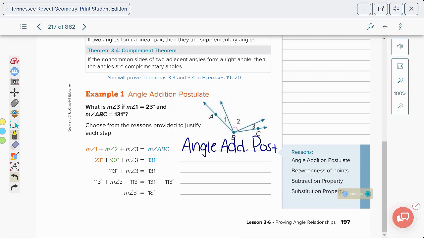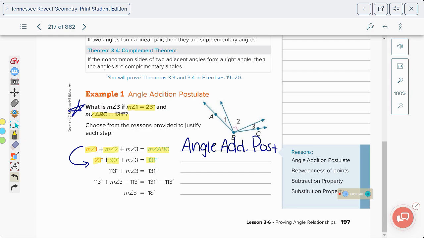Okay. Now let's go on to statement 2. So I went from statement 1 to statement 2 and some things have changed, right? We changed the measure of angle 1 into 23, the measure of angle 2 to 90, the measure of angle ABC to 131, okay? And the reason that we could do that is that in our question here, they have given us all that information, okay?